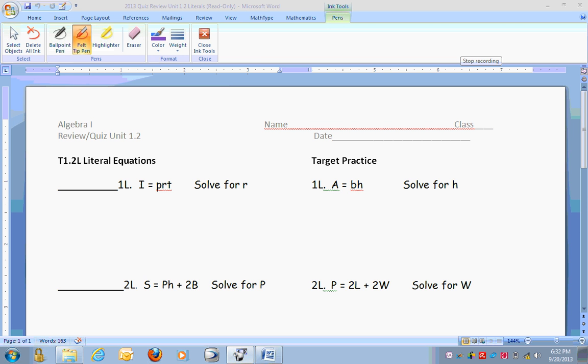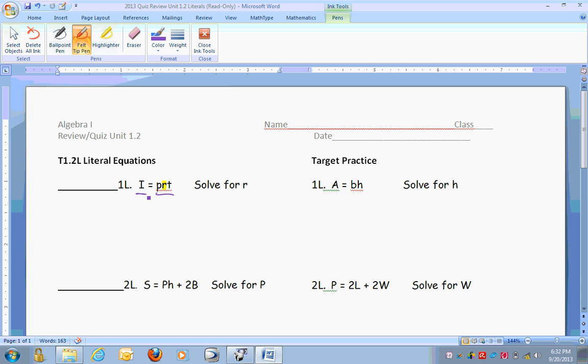All right, welcome to part 3 of the Unit 1.2 review video. We are now going to cover literal equations. On problem number 1, they give us the formula I equals P times R times T, and they want us to solve for R. So I'm going to highlight the variable that they want me to solve for. That's the variable that I want to get by itself.